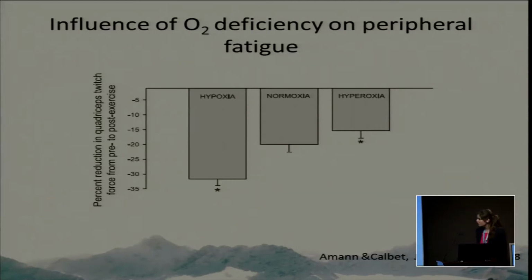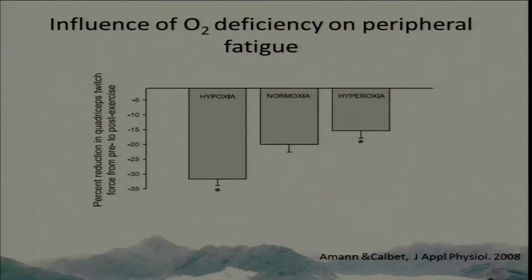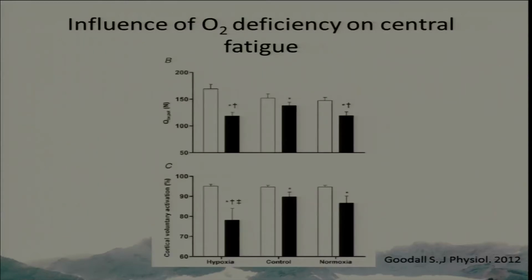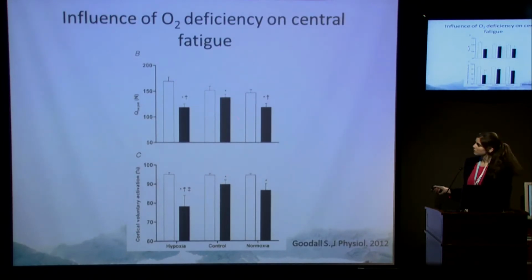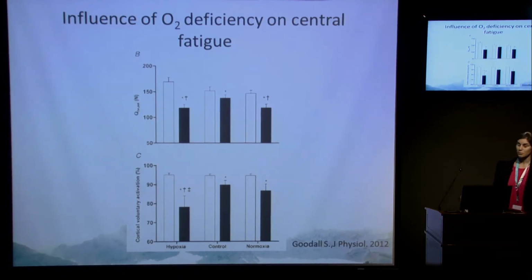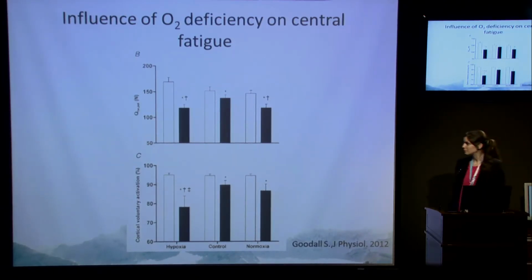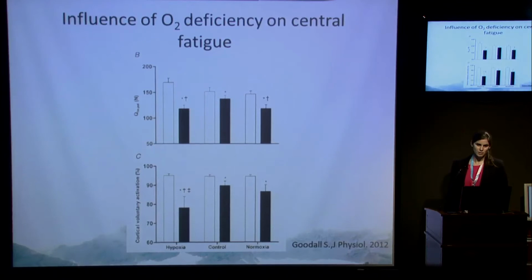Here we see that in this study they had to perform a constant load and constant duration exercise, and as we see, the greatest development of peripheral fatigue was seen in hypoxic conditions. In this study, above, we see the absolute values of evoked quadriceps twitch force from pre to post testing. Here they had to perform a constant load exercise, but this time with an open end, so till exhaustion.